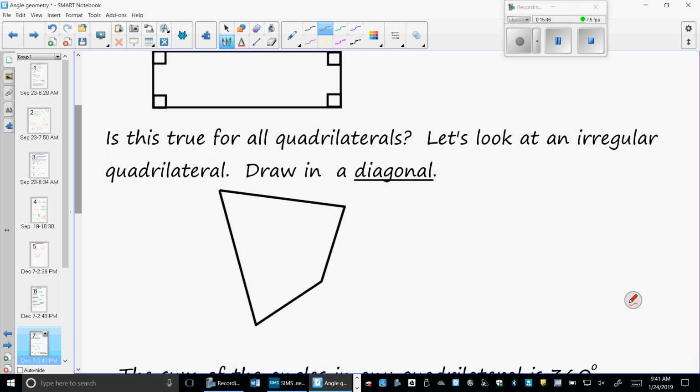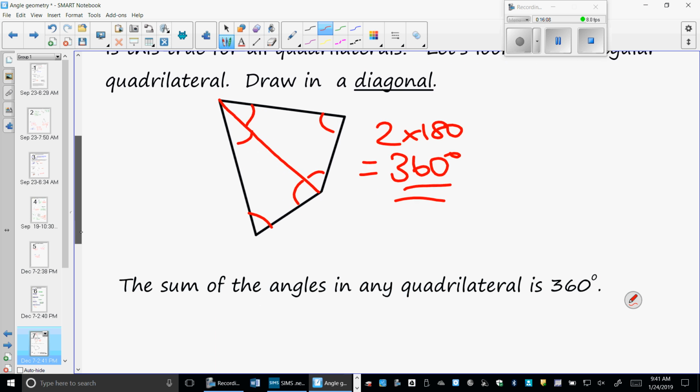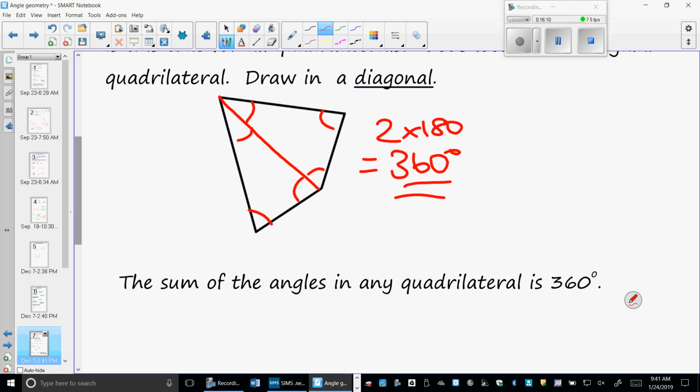Is that true for all quadrilaterals? Yes. If we were to cut any shape into triangles, we can see that we've got two triangles, so that means we've got two lots of 180. So they're always going to add up to 360 degrees. The sum of the angles in any quadrilateral is always 360. Remember, a quadrilateral is any four-sided shape. It doesn't have to be a rectangle where all the angles are 90.